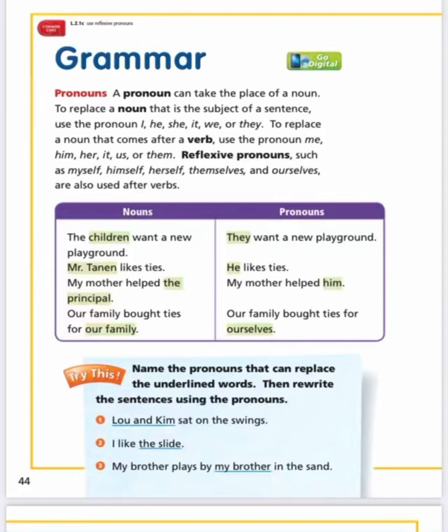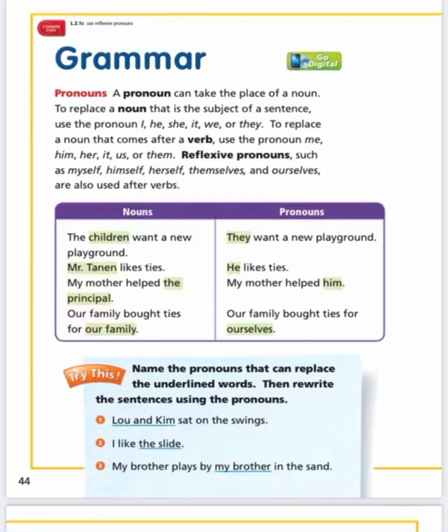Nouns: The children want a new playground. Pronouns: They want a new playground. Mr. Tennant likes ties. He likes ties. My mother helped the principal. My mother helped him. Our family bought ties for our family. Our family bought ties for ourselves.